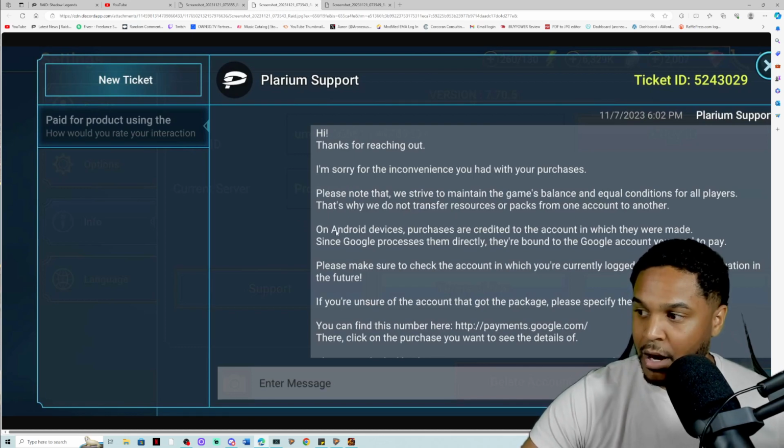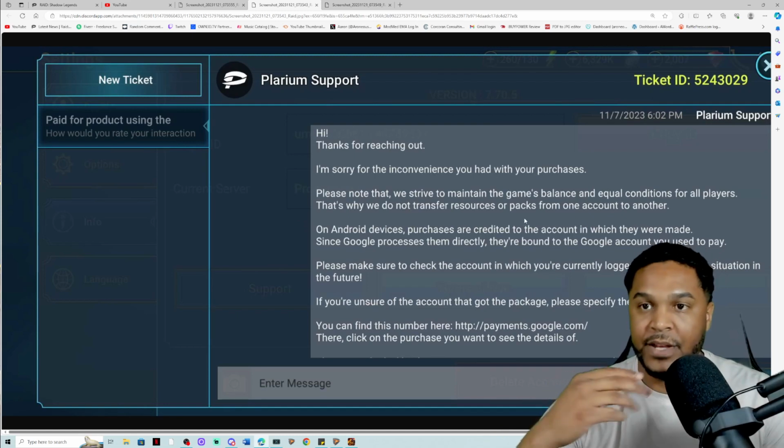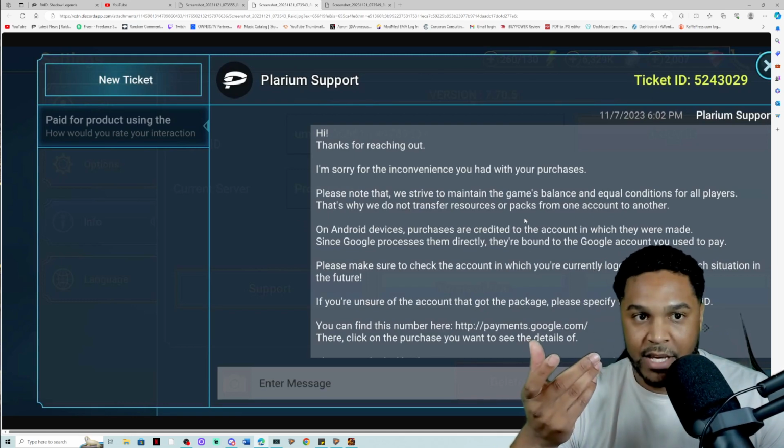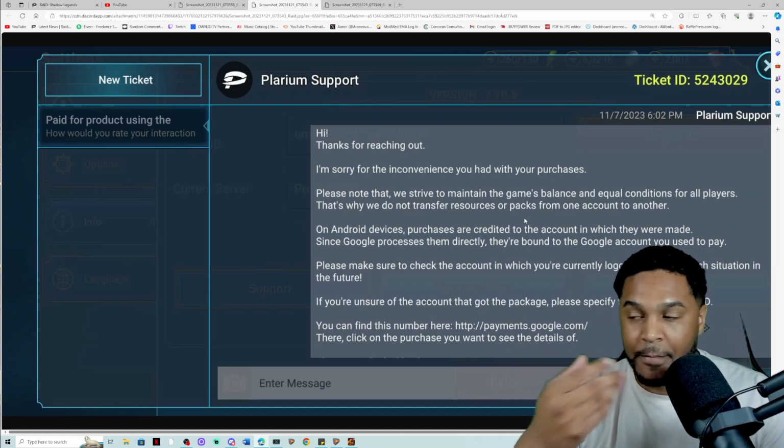So it says, on Android devices, purchases are credited to the account in which they were made. Since Google processes them directly, they're bound to the Google account you use to pay. So from that verbiage, it looks like it goes on to my account here, which is my free-to-play account.